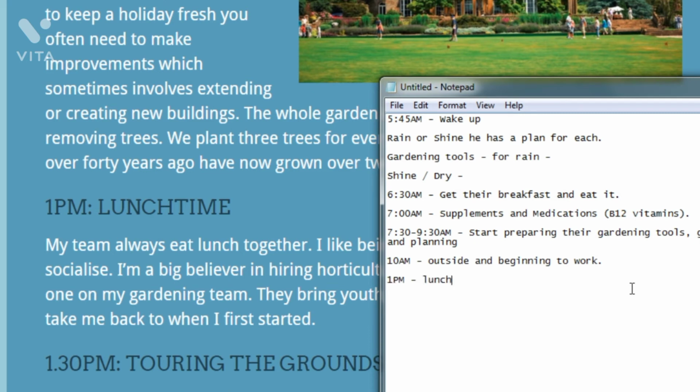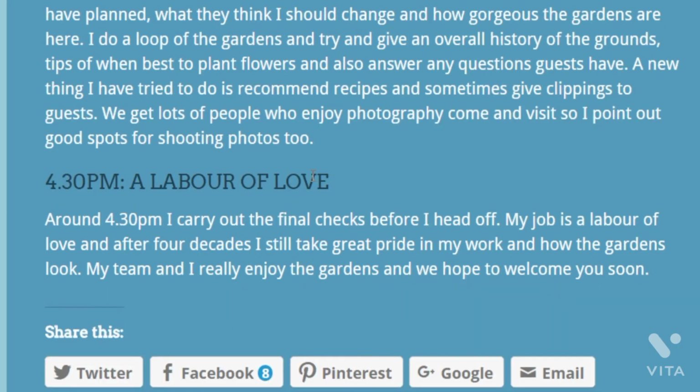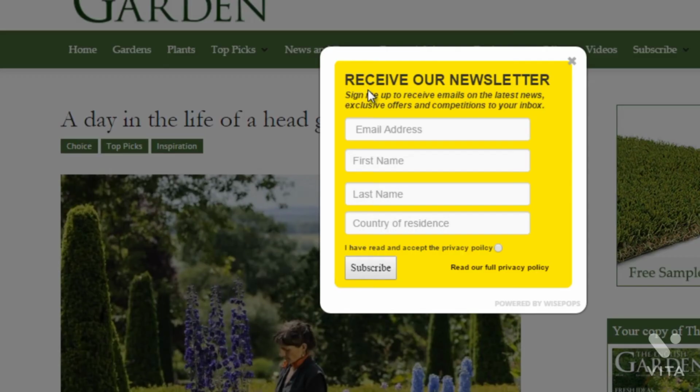So lunchtime, they take a break. Maybe we'll do 12 p.m. Actually, we'll do 1 p.m. Realistically, 10, we got 11, 12, 1. So that's 3 hours of work. At that time, they take a break. They get lunchtime, and so on and so forth. So touring the gardens at 1:30 p.m., labor of love. Okay. Now, can you see why looking at the typical day is so crucial?